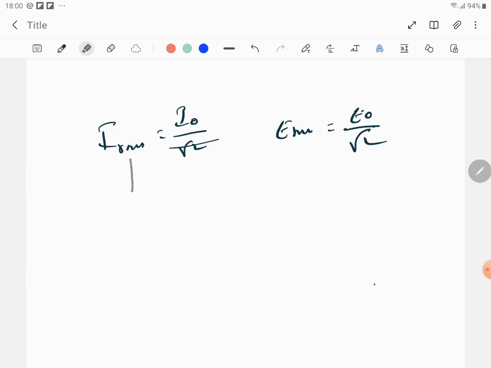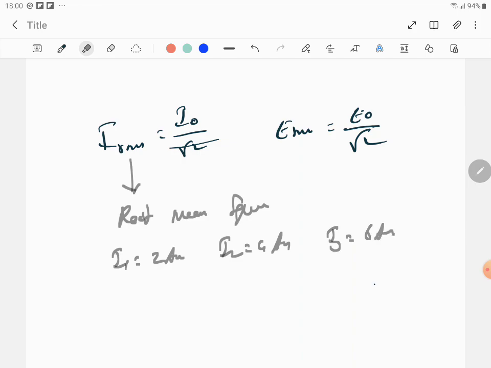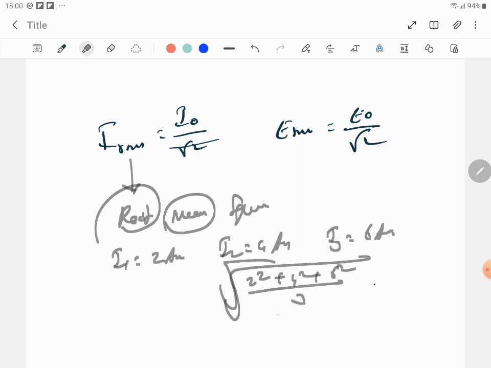In reality, I RMS stands for root mean square value, which means they give you I1 is equal to 2 amps, I2 is equal to 4 amps, and I3 is equal to 6 amps or something like that. It's root of (2 square plus 4 square plus 6 square) by 3. Root is there, mean is there, square is there. So just like this is what is root mean square value.